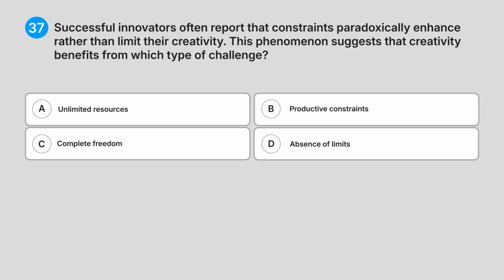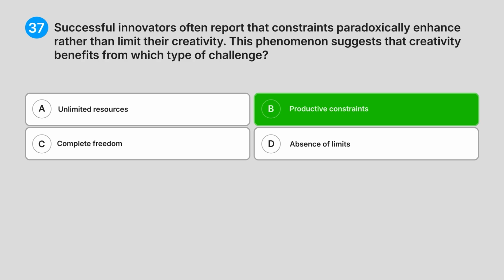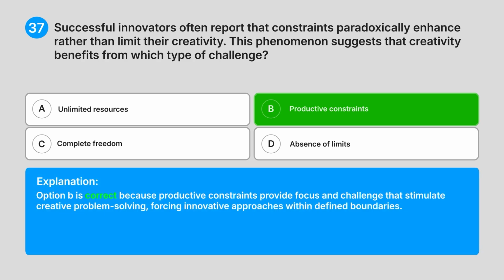Correct answer, B. Productive constraints. Explanation: option B is correct because productive constraints provide focus and challenge that stimulate creative problem solving, forcing innovative approaches within defined boundaries.